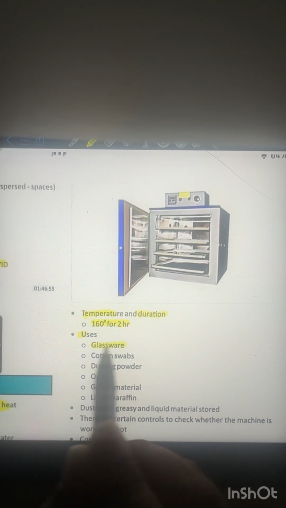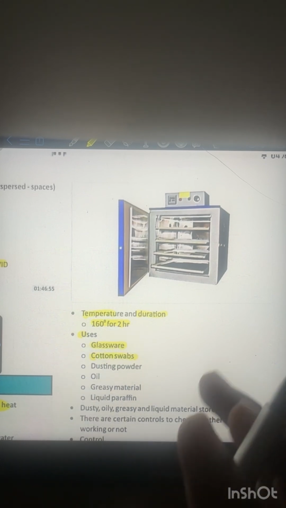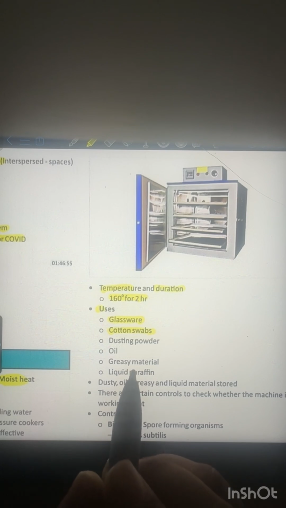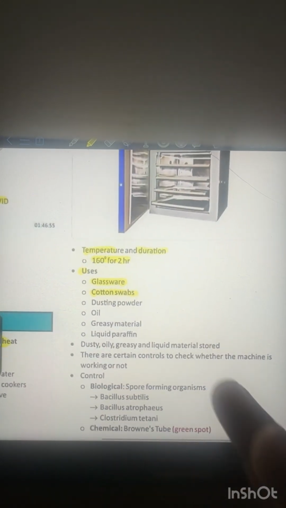So number one, they say glassware and cotton swabs. I'll draw one thing over here. This looks like a glass flask or some kind of test tube. Anything to do with glass, and how have you plugged it? How have you stopped it? You have stopped it using cotton. So number one, anything glassware and anything cotton swabs is going to be sterilized in this.